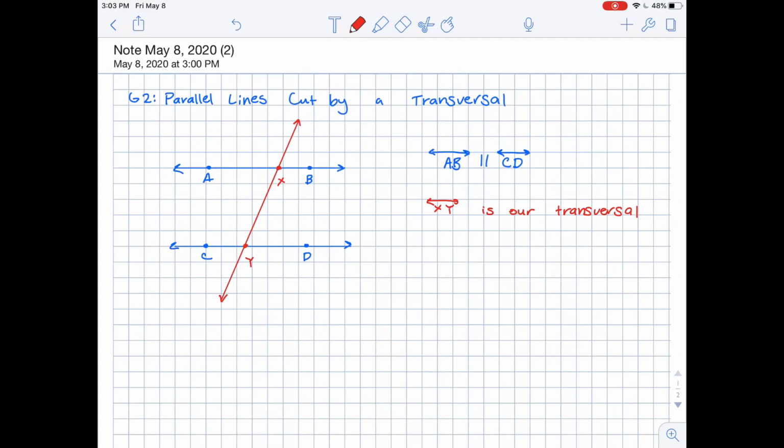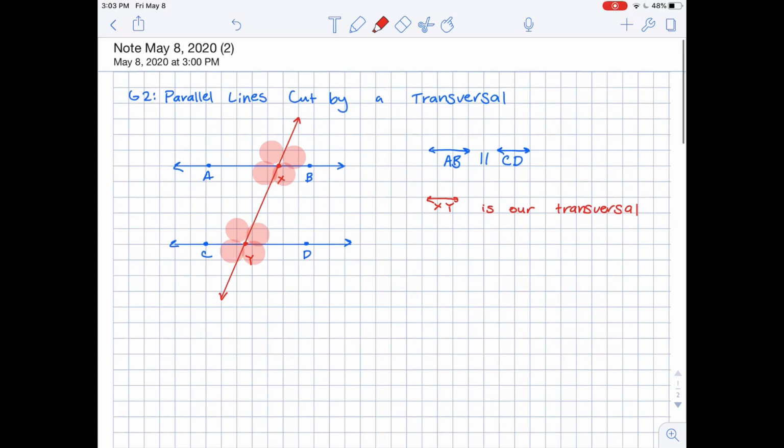And today what we're going to focus on is angles and their relationship with one another. There's 4 angles we're going to look at today. Oh, sorry, not 4. There's 8. 1, 2, 3, 4, 5, 6, 7, 8. So today we're going to focus on these 8 angles and their relationship to one another.